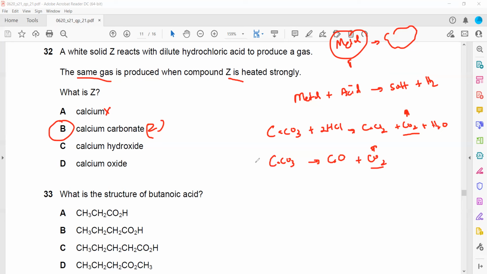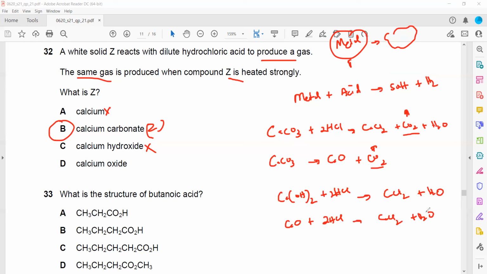Why can calcium hydroxide not be the right answer? Because if compound Z was calcium hydroxide, when we mix it with hydrochloric acid, it should produce calcium chloride salt and water. It does not give off gas. But in the question, it is giving off gas when reacted with acid. That's why this is incorrect. Same thing for calcium oxide. A metal oxide reacted with hydrochloric acid gives a salt, so calcium chloride plus water will be there. So again, there is no gas given off. So that's why option D is also incorrect.